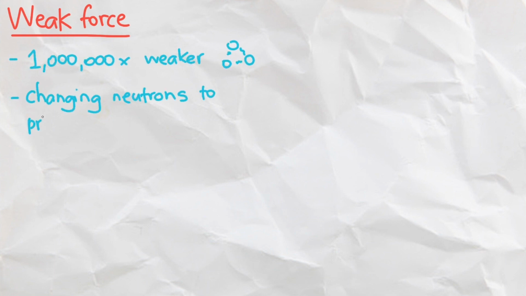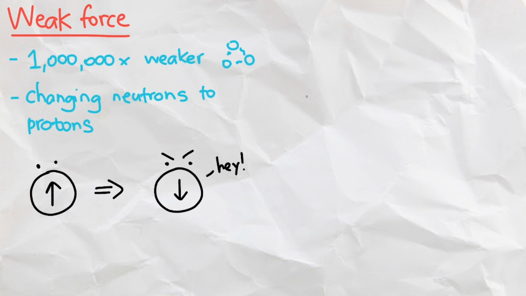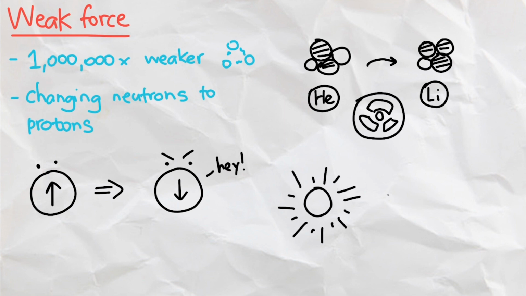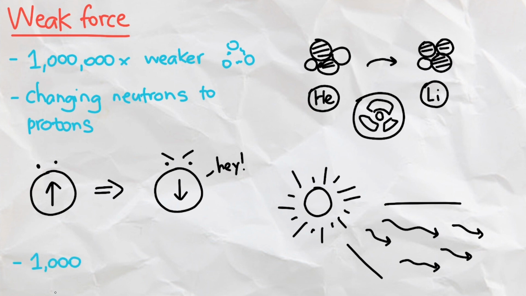The last force we will talk about is the weak force, which is around 1 million times weaker than the strong force. This force is responsible for changing neutrons into protons, by changing an up quark into a down quark. This means that the weak force is able to change an element into something else completely different, and forms the basis of radioactivity. This is happening all the time in the sun, as the radiation produced by this force in the sun is the energy that comes from sunlight. It works at even a shorter distance, around 1,000 times shorter than the strong force.